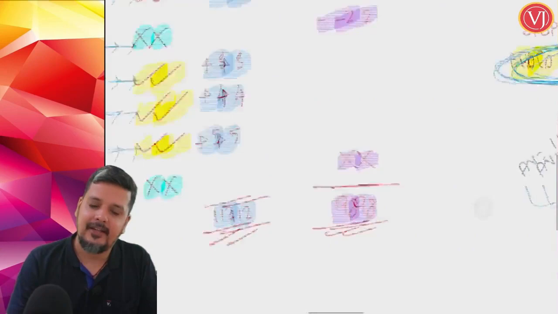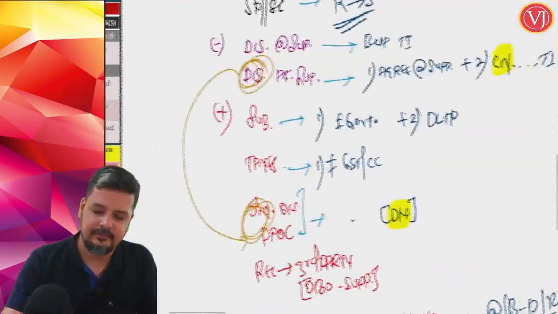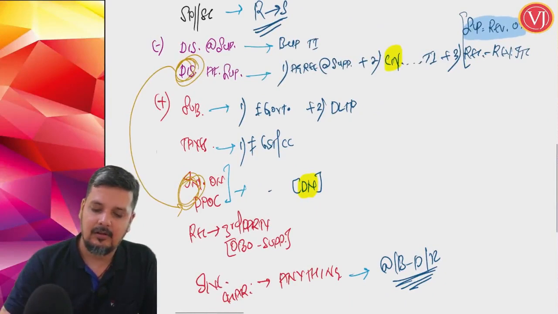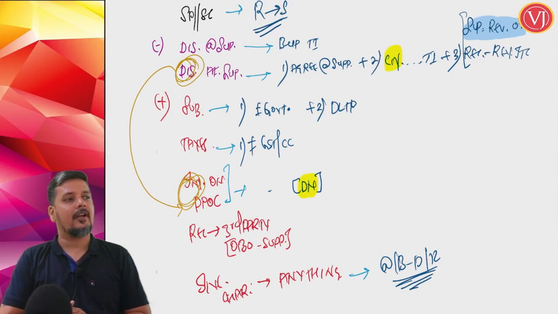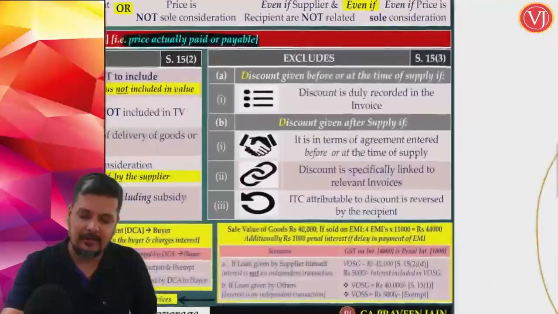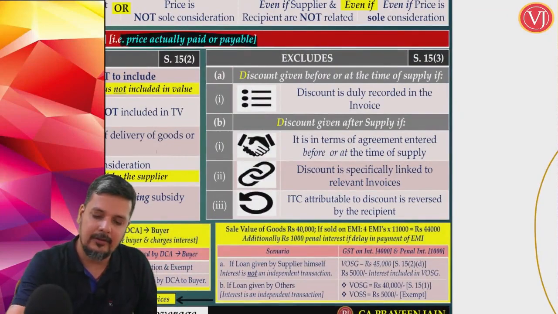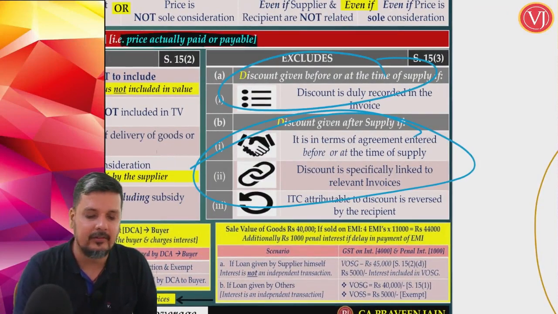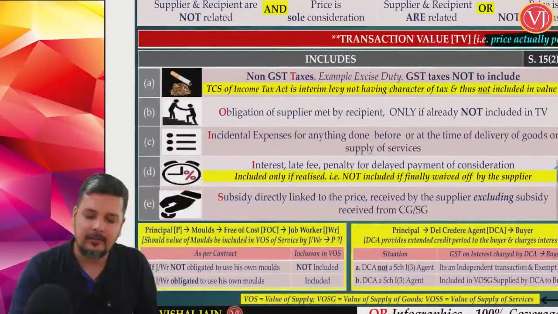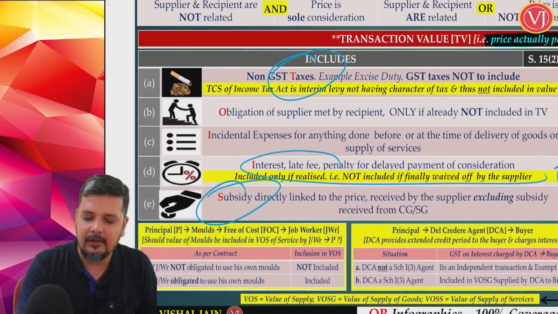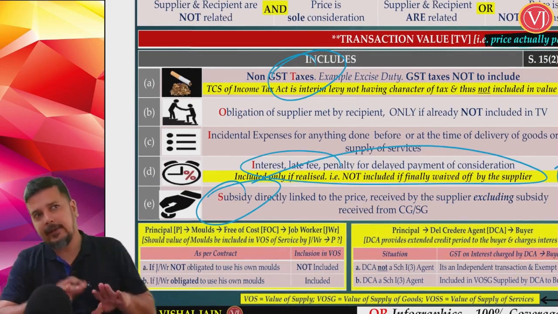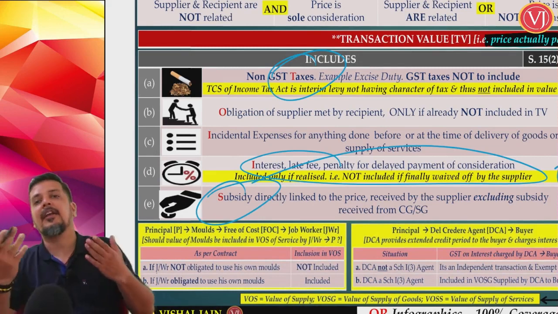Now, if you look at the entire understanding, this is a summary of your entire transaction value. Here you're talking about selling price of service charges. Then you're talking about discount type 1, discount type 2, 3 conditions. Then you're talking about 5 additions, one being subsidy, one being taxes, one being interest on late payment of consideration. The question might give you interest, late fees, or penalty.